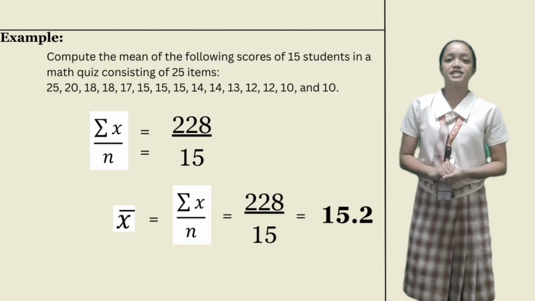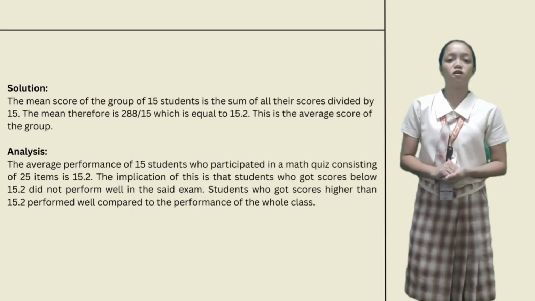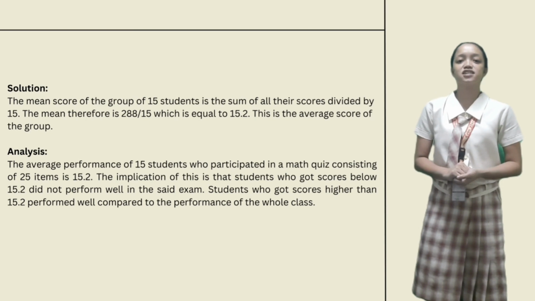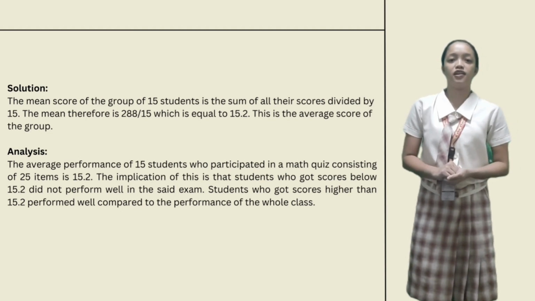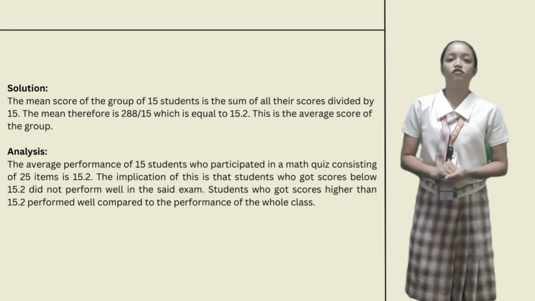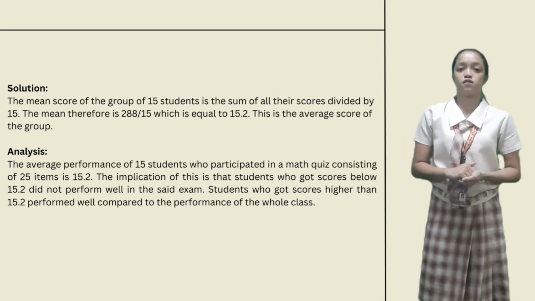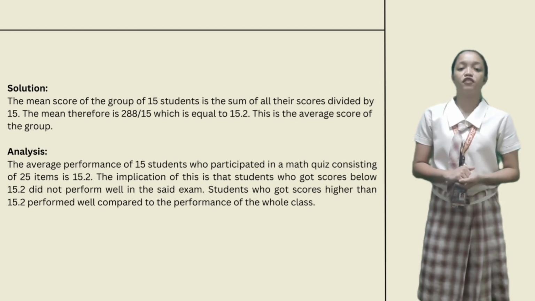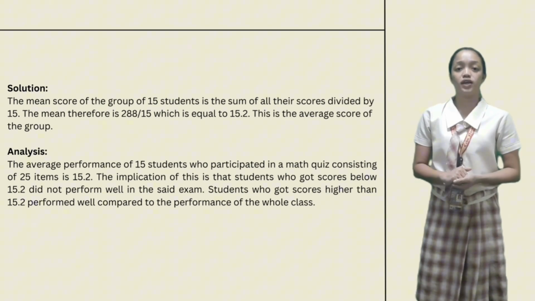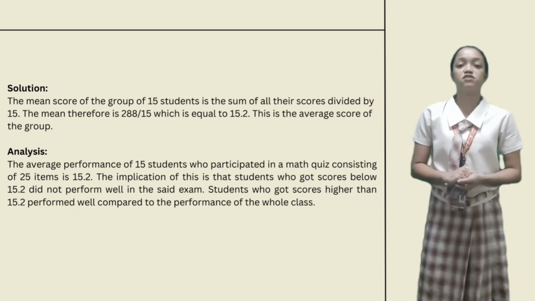Here we have example 1: compute the mean of the following scores of 15 students in a math quiz consisting of 25 items. We have 25, 10, 10, and so on. Here is the solution. The mean score of the group of 15 students is the sum of all their scores divided by 15. So the mean is 288 divided by 15, which is equal to 15.2. This is the average score of the group. For the analysis, the average performance of 15 students who participated in a math quiz consisting of 25 items is 15.2.